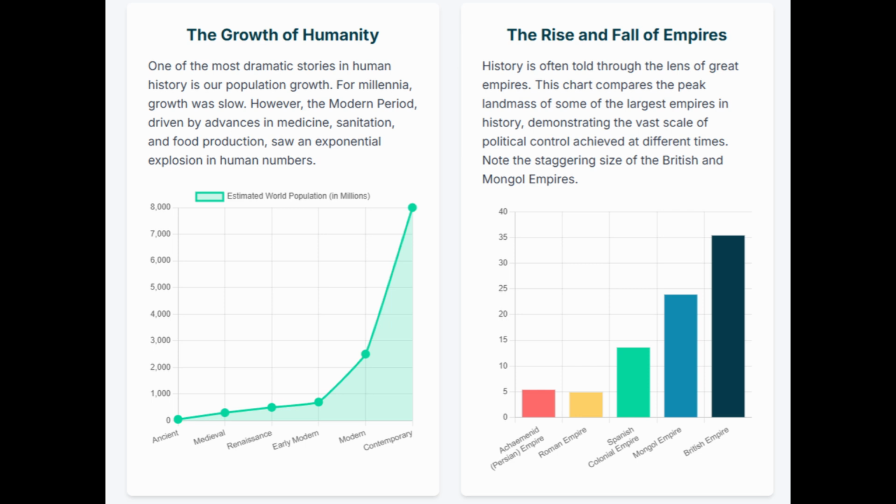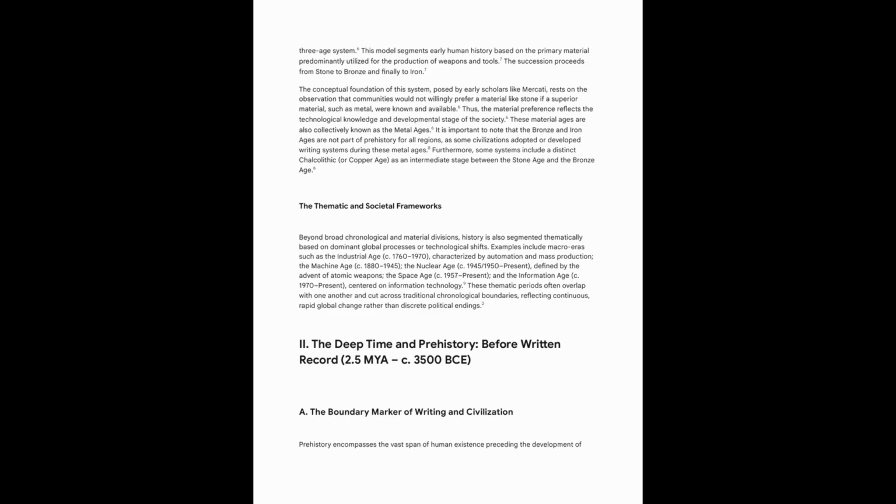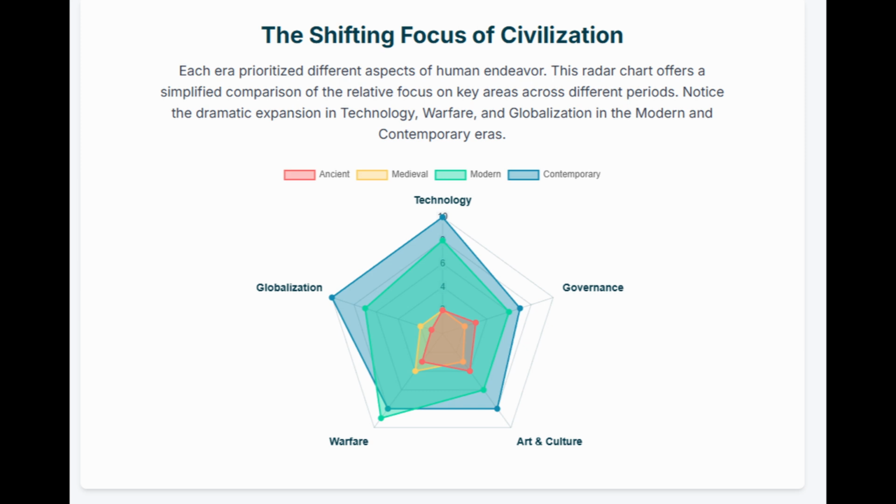So, okay, setting aside the bias for just a second, how do historians actually manage this? What are the main frameworks they use? Well, they generally fall into three main types. You've got the straightforward chronological one, ancient, medieval, modern. That's probably the most familiar. Then there's the material approach based on dominant technology. Think Stone Age, Bronze Age, Iron Age. Right, technology driving the name. And finally, you have thematic frameworks, things like, say, the Information Age we talk about now.